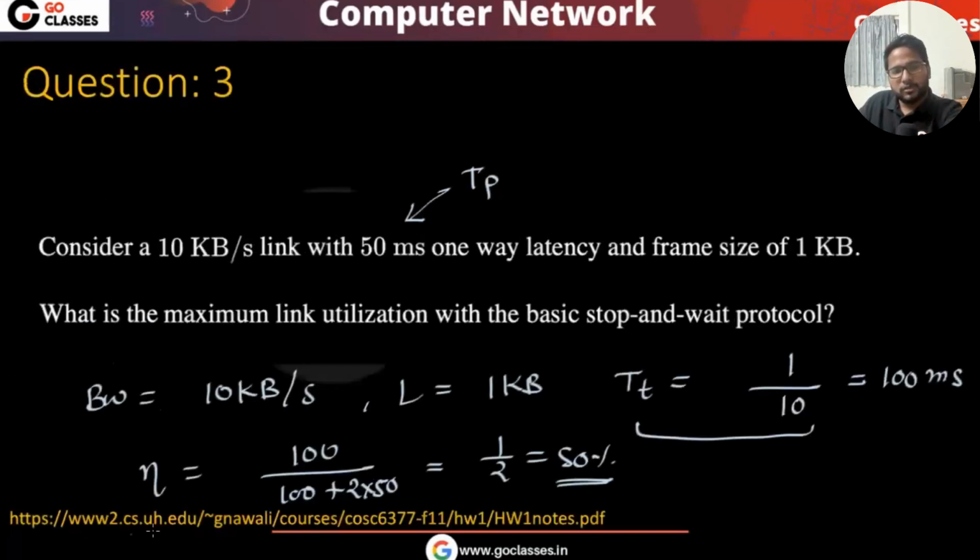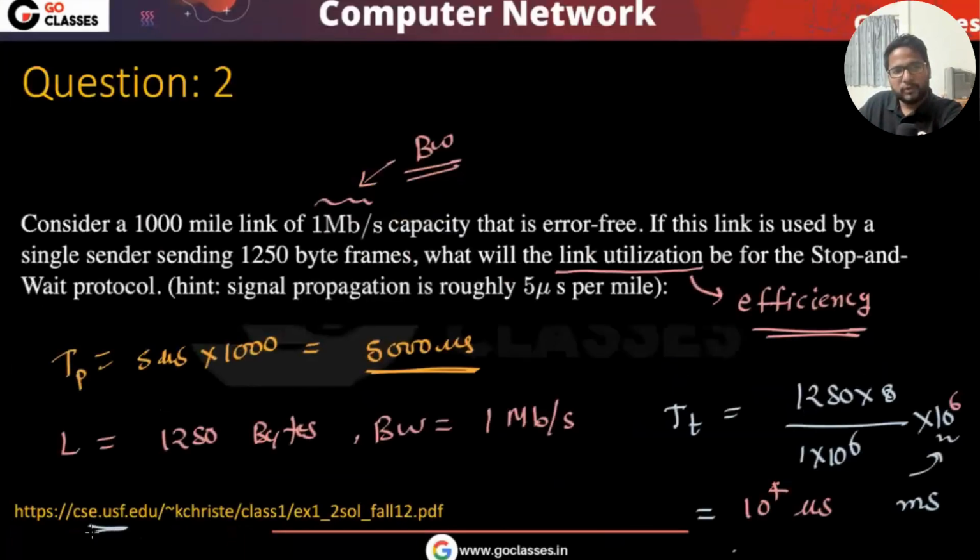So this question and this question are from different universities.